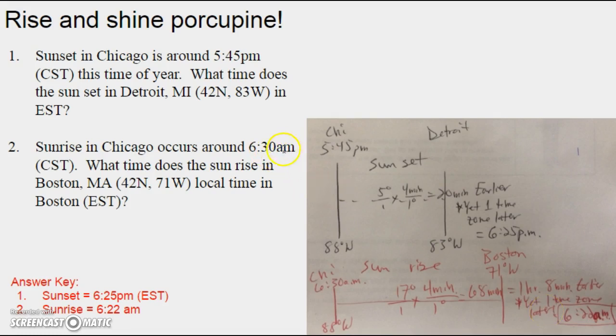So 6:30 minus 8 minutes should be 6:22 a.m. And that's your sunrise time.